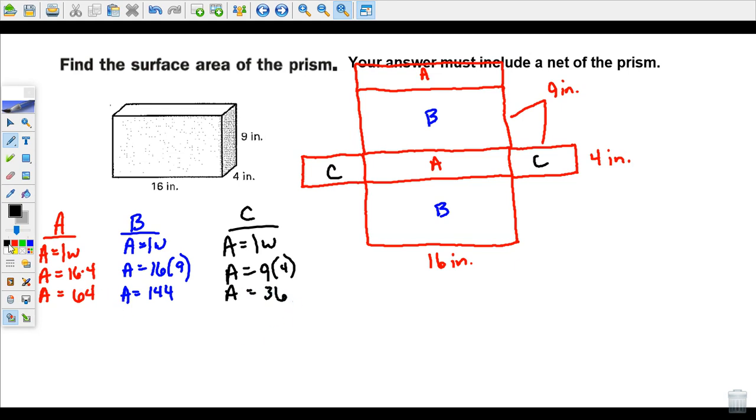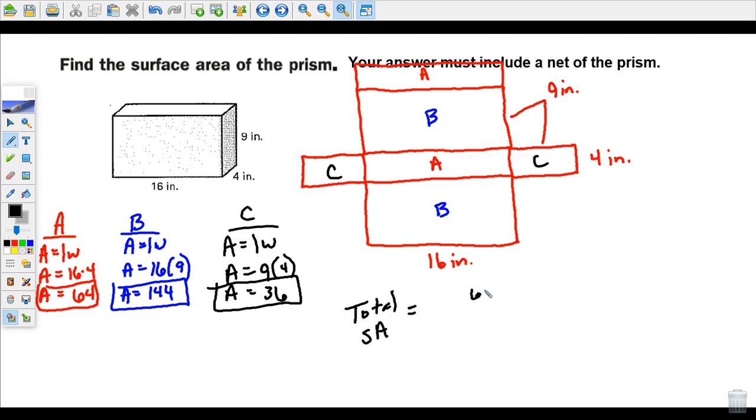So here's the other way that you can do it. You can take these areas that we have, 64 and 144 and 36, and you can add those together and then multiply that answer by 2 to find the total surface area. So over here, I'm going to do my work for total surface area. I'm going to add 64 plus 144 plus 36. That's going to give me 14, carry the 1. It's going to be 10, another 14, carry the 1, 244.